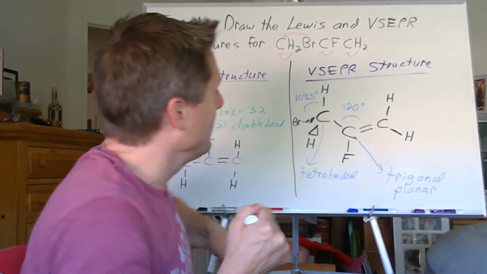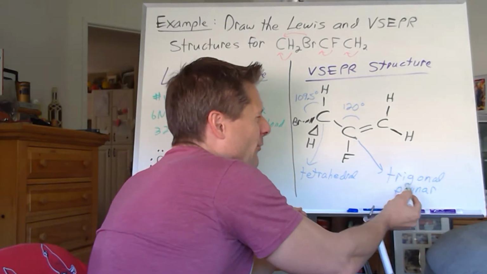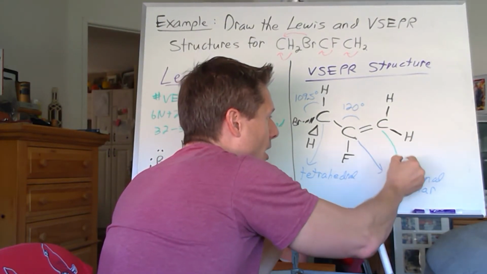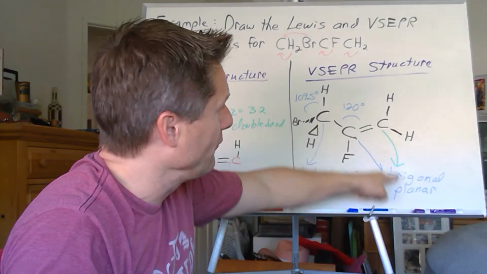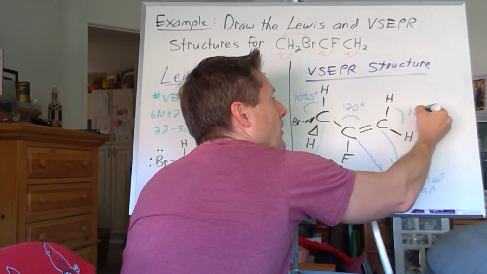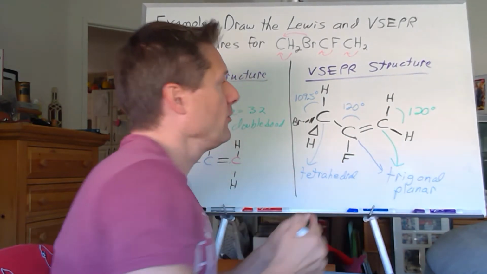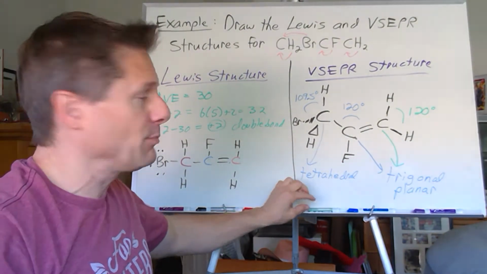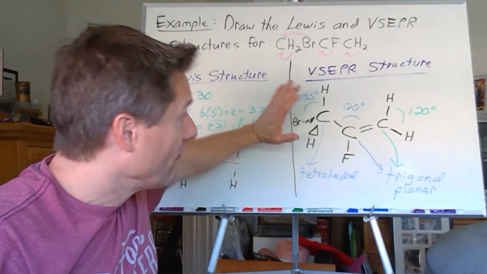And then this is also trigonal planar. So instead of writing it twice, I'm just going to draw another arrow. So both of those are trigonal planar. Saves me some space. And then every angle here would be 120 degrees. So that's how you do a VSEPR structure or dash wedge structure for complex species.